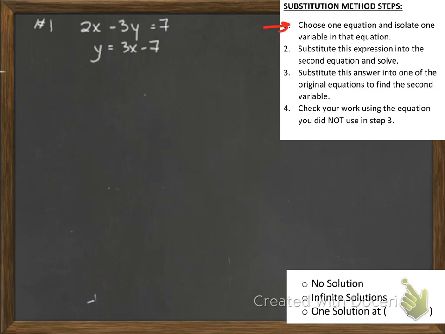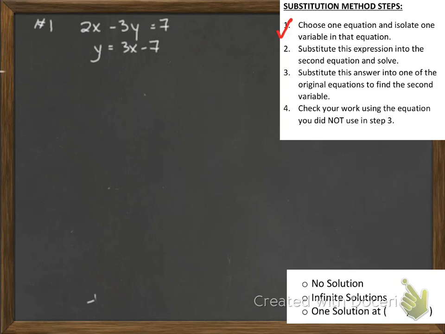So look at these equations and see if you can find out if a variable has already been isolated for us. If you said that this y variable in the second equation had already been isolated, then you are correct. So again, we don't really need to do step 1 in this problem because it's already been done for us. Let's not reinvent the wheel.